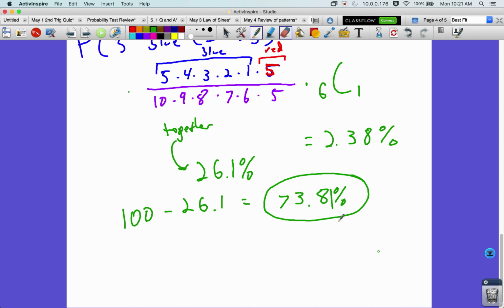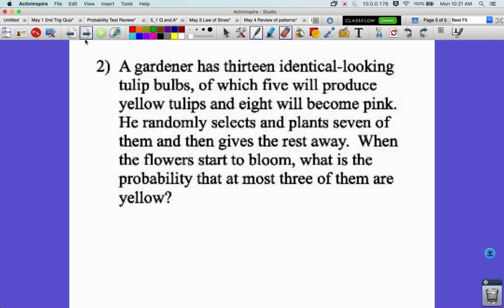73.81% chance of success. Okay, one more problem. That's all we got time for in this one. The gardener has 13 identical looking tulip bulbs, of which 5 will produce yellow tulips, 8 will become pink.